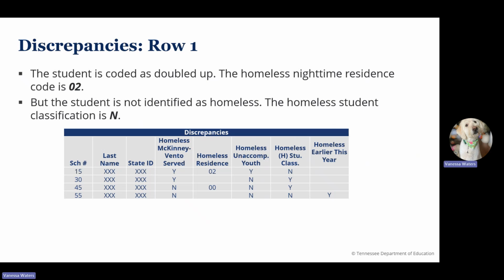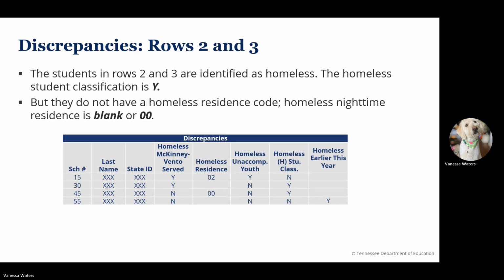So first, in row 1, the homeless residence code is 02, but the homeless student classification is no. In rows 2 and 3, the homeless student classification is yes, but the nighttime residence is blank or 00.